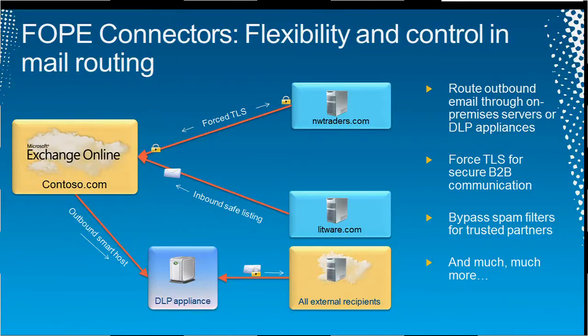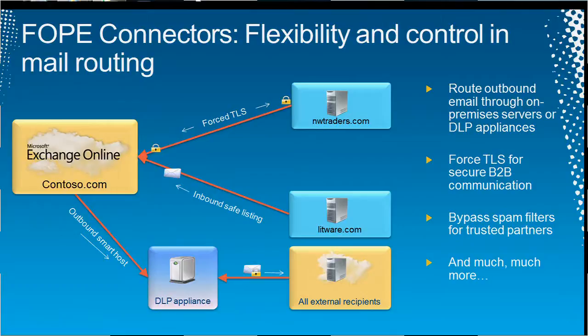Litware.com is another trusted partner where they know which domain and IP address Litware.com sends emails from, and they just want to skip all filtering for that domain or IP address. That's available via the inbound safe listing scenario, and we'll talk about each one of these in detail in the next 3 slides.